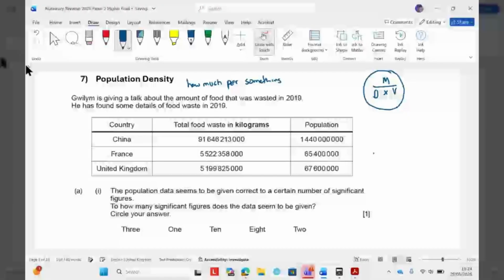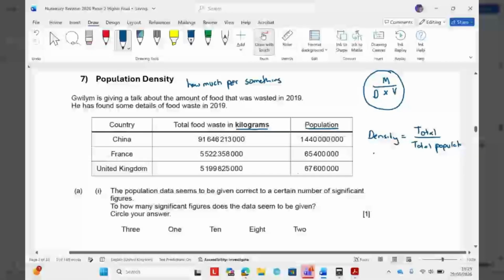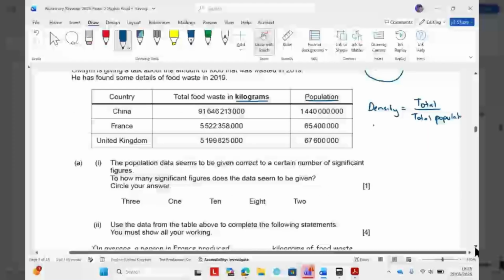So in this case, Gwilym is giving a talk about the amount of food that was wasted in 2019. He has found some details of food waste in 2019. So China wasted this much food with this population. So I can work out how many kilograms have been wasted per person, right? So any type of density is the total of something divided by the total population. In this case, sorry, that's gone off the screen, isn't it? Okay, let's keep going. I don't think I've done a great job of explaining that, but let's have a look.